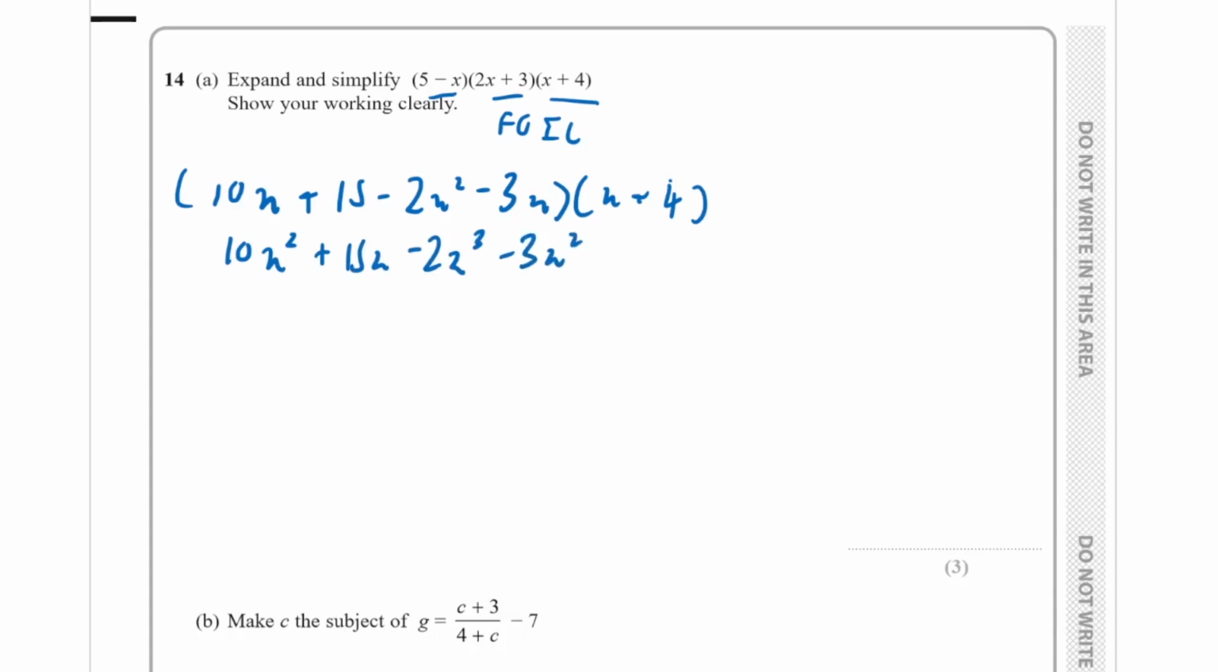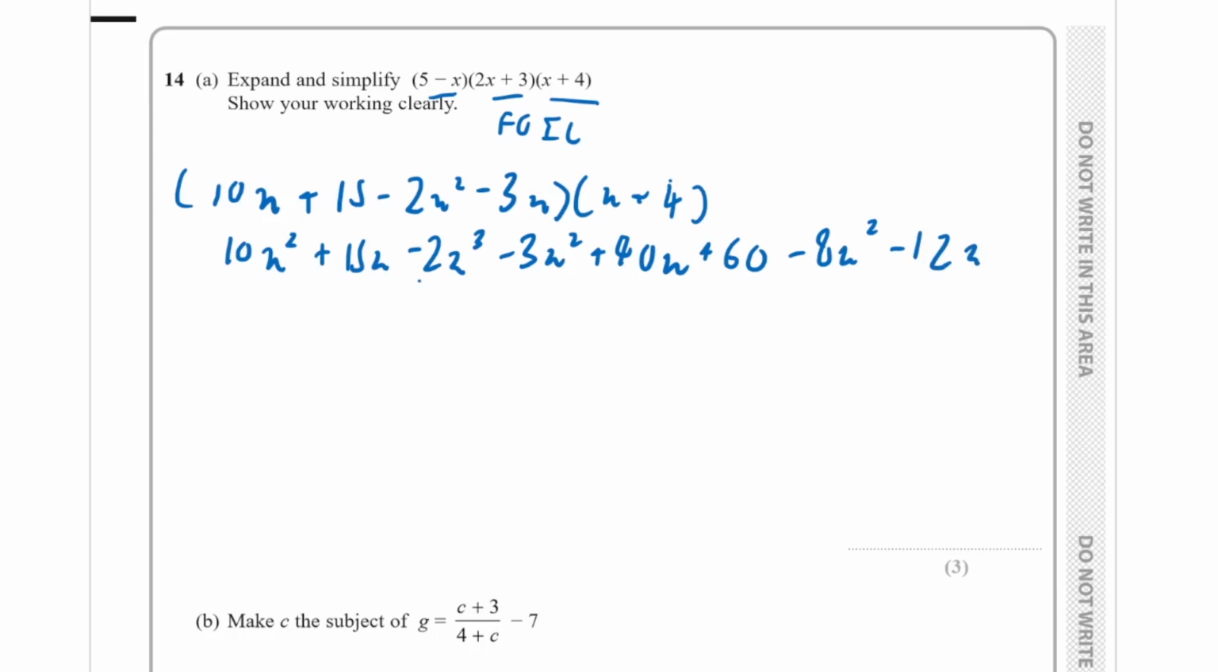Now we multiply by 4. 10x times 4 is 40x. 4 times 15 is 60. 4 times negative 2x squared is negative 8x squared. 4 times negative 3x is negative 12x.